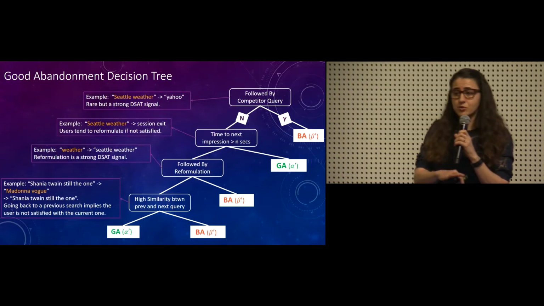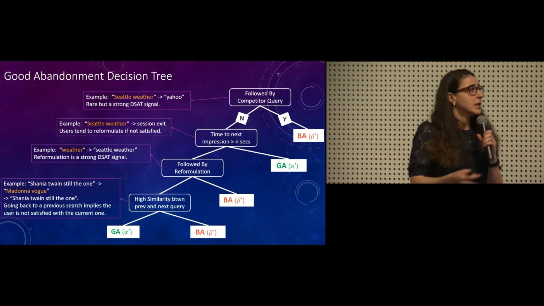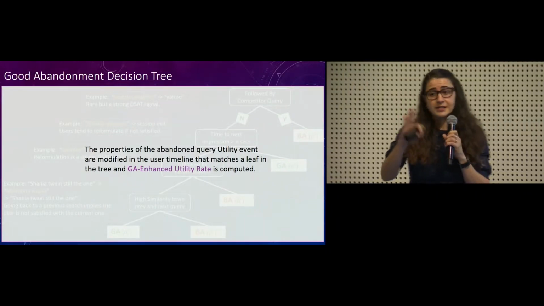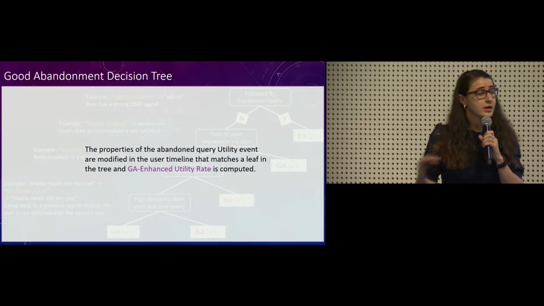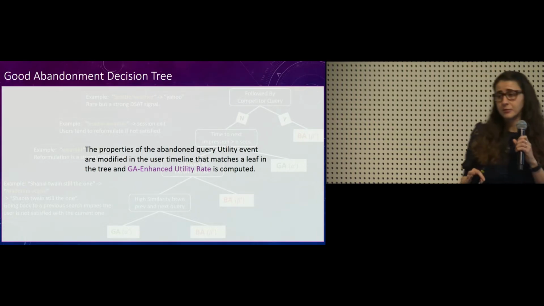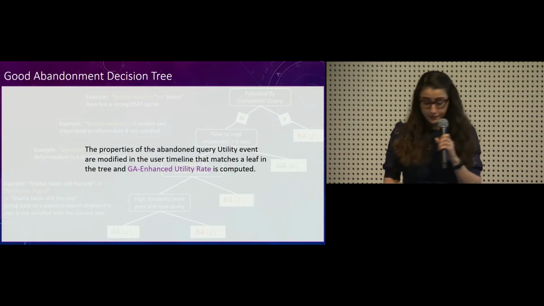So we apply this tree for every abandoned impression, and depending on where it ends up on the leaf, we assign either a positive weight or a negative weight for it. And we recompute our good abandonment metric for that.